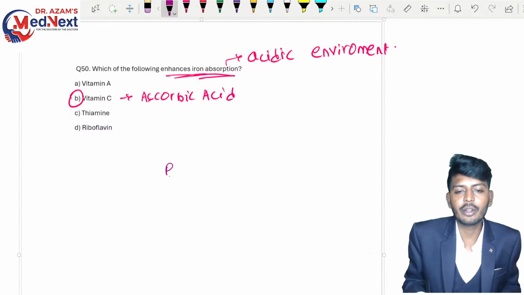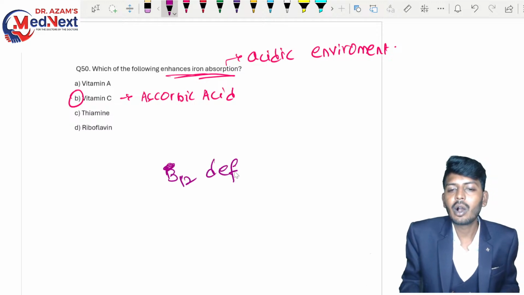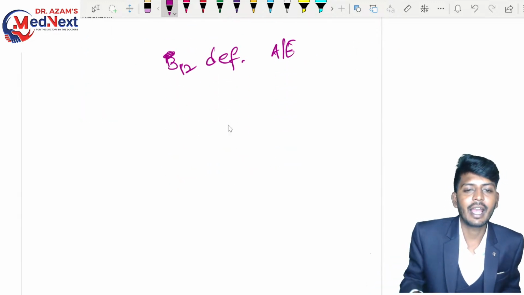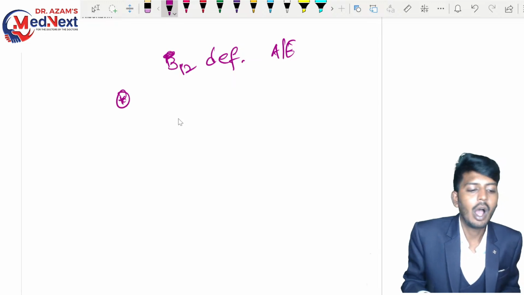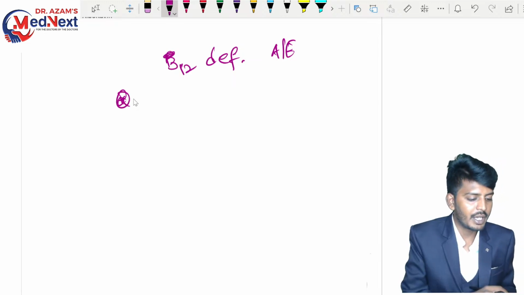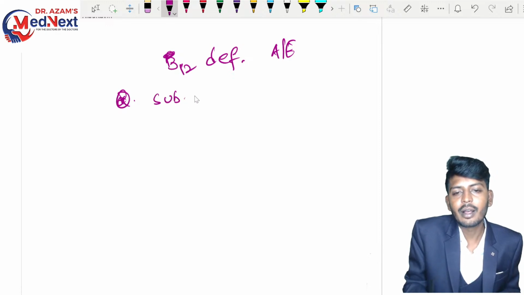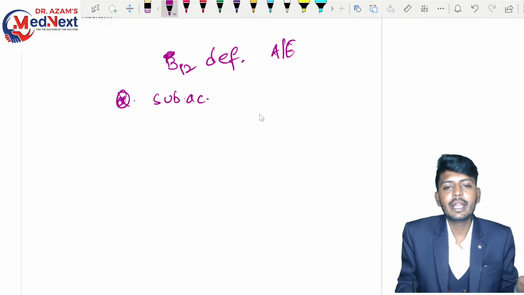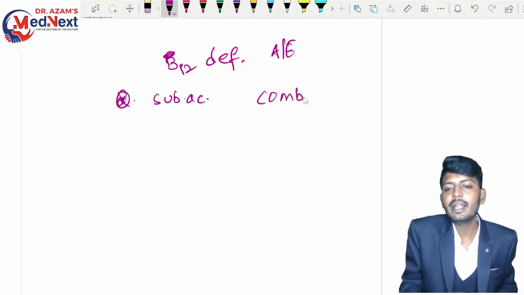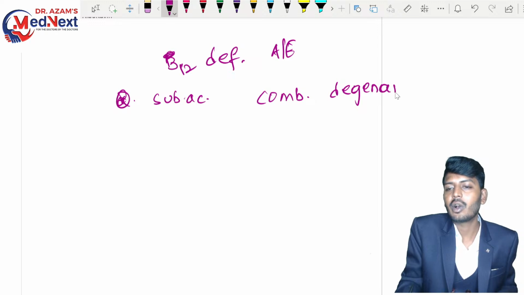B12, sorry. So what is the question? B12 deficiency causes all of the following except. मतलब B12 deficiency के अंदर क्या क्या दिख सकता है except. Option A दिया हुआ है. What is the option A? So that is subacute combined degeneration of the cord, degeneration of the cord मतलब spinal cord.